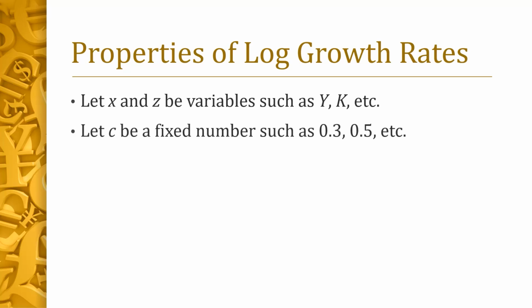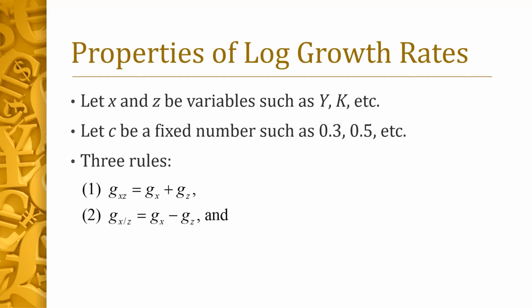Furthermore, let c be any fixed number, such as 0.3, 0.5, and so on. Then we have the following three rules. First, the growth rate of x times z is just the growth rate of x plus the growth rate of z. Second, the growth rate of x divided by z is the difference between the growth rate of x and the growth rate of z. Finally, the growth rate of x raised to the power c is just c times the growth rate of x.